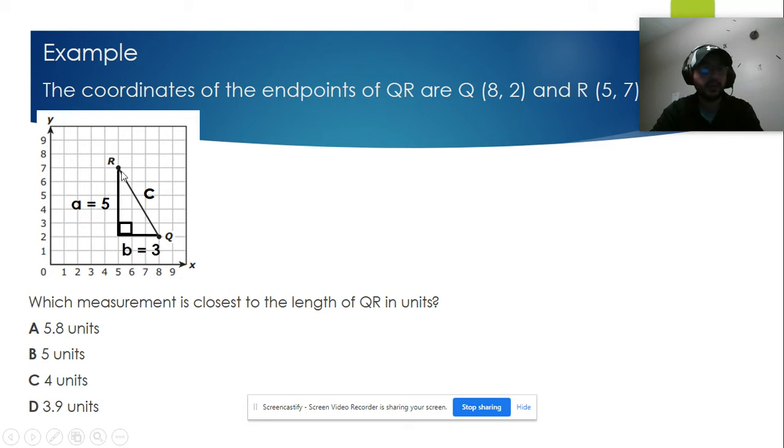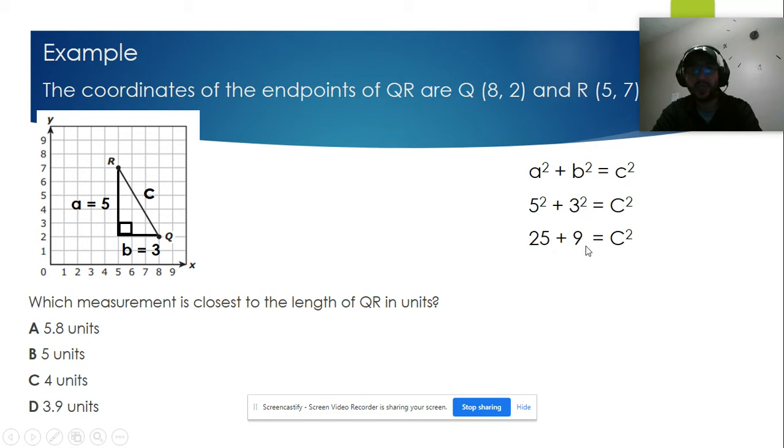In this case, A equals 5: 1, 2, 3, 4, 5, and B equals 3: 1, 2, 3. So we count the squares, and that will be my value for A and my value for B. Now, using the Pythagorean theorem, which is A squared plus B squared equals C squared, we're going to find the length of the missing side. So A, we're going to replace with 5, and B, we're going to replace with 3. Now, 5 squared is 25, 3 squared is 9, equals C squared. 25 plus 9 is 34.